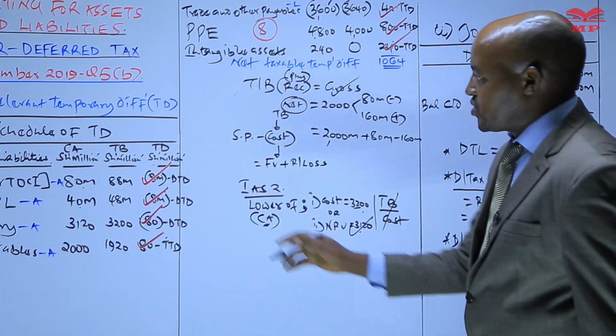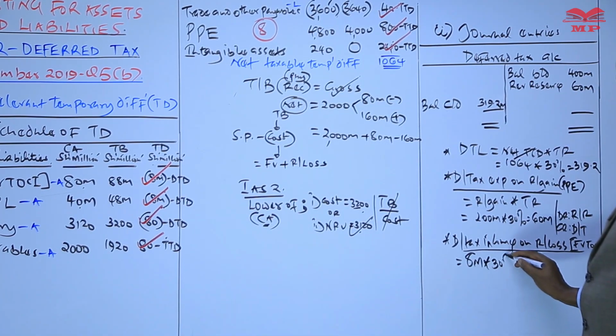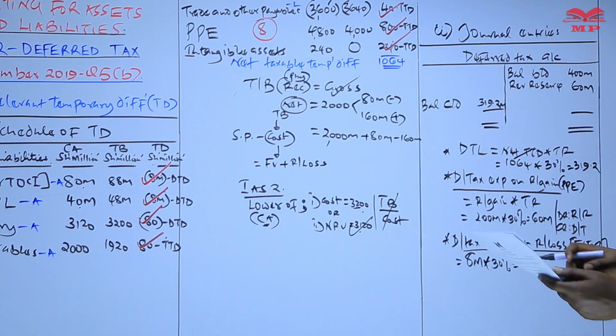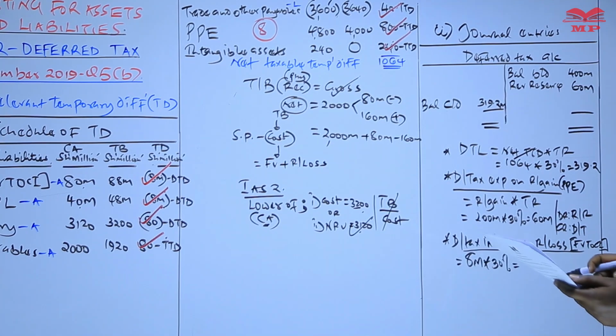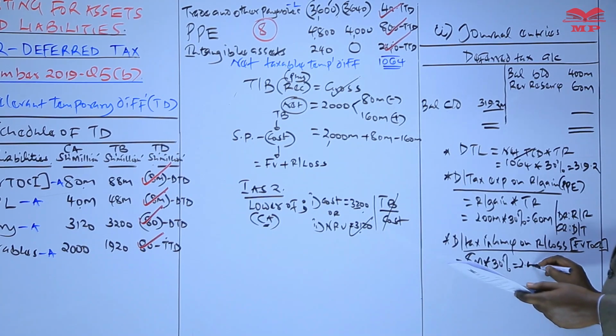So the revaluation loss in our case, we know it was 8 million times what? The tax rate. So this will give us a deferred tax income of what? 30% of 8 million, which is 2.4 million.